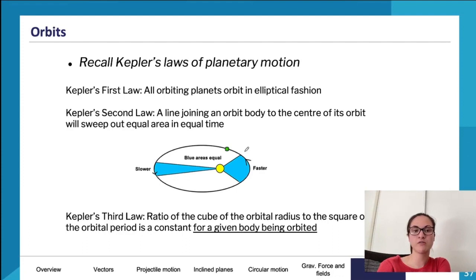Kepler's first law: all orbiting planets orbit in an elliptical fashion. So in this shape here, okay? So it's not an oval, it's more an elliptical shape.